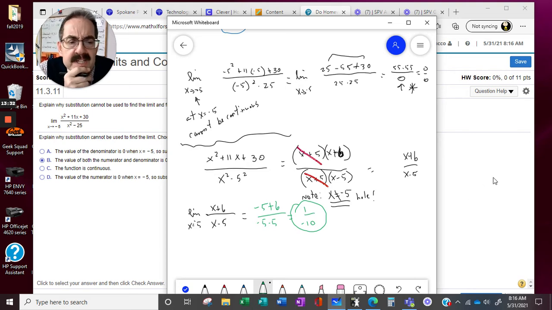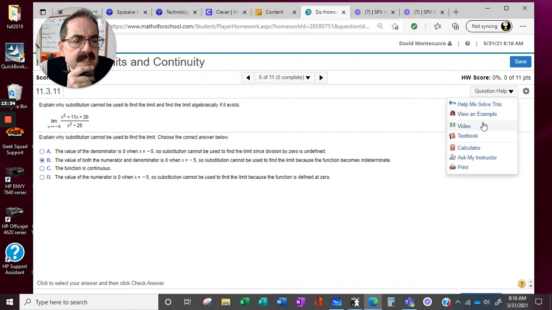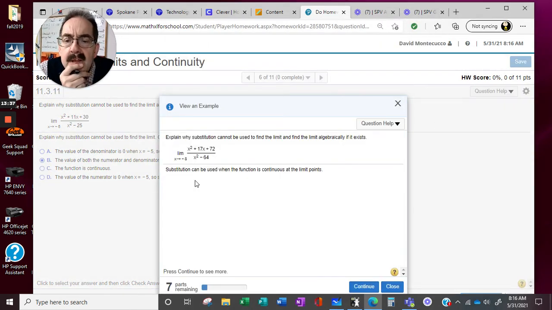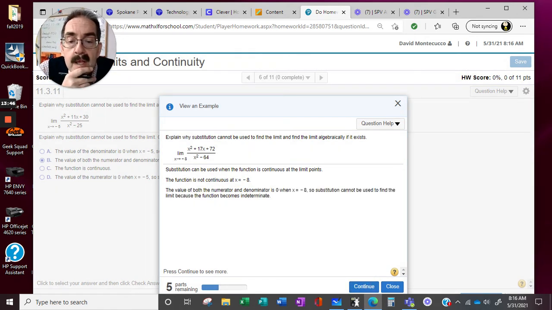So, different ways to analyze this. Let's see what they tell us to do. Okay, substitution limit points. The function is not continuous. Not continuous. We agree. Okay? The value of both the numerator and denominator is 0. Substitution to find the limit is indeterminate. So the answer is going to be A here.